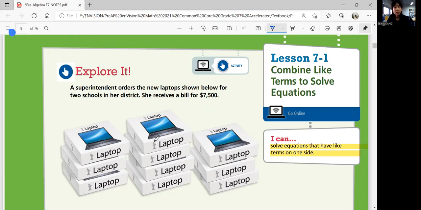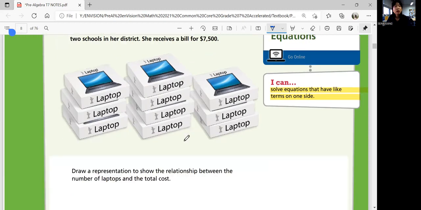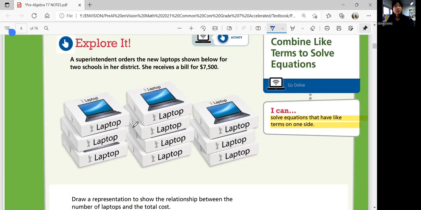Explore it. A superintendent orders the new laptop shown below for 2 schools in her district. She receives a bill for $7,500. So altogether, it's $7,500. Okay. And how many laptops do we have? 1, 2, 3, 4, 5, 6, 7, 8, 9, 10. We have 10 laptops that we can see. And altogether, it's $7,500.